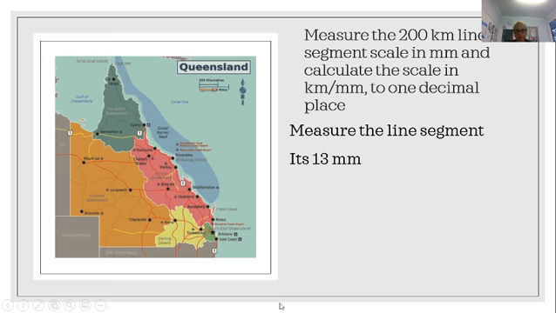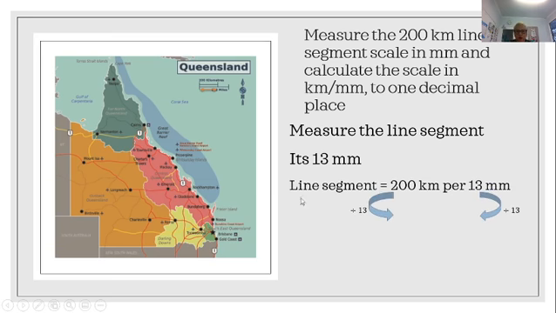Okay, perfect. So now we say the line segment is equal to 200 kilometers per 13 millimeters. So for every 13 millimeters, we know it's 200 kilometers. How do we get it to 1 millimeter? We divide by 13, which means we divide by 13 on this side. So then we get the scale is actually 15.4 kilometers per millimeter.